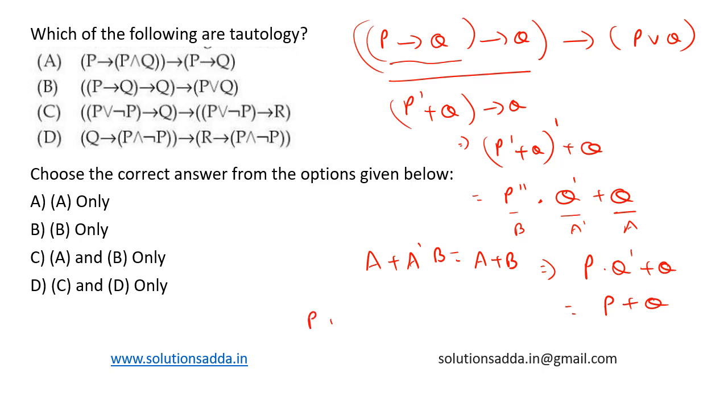So the LHS, P or Q, implies the RHS, which is also P or Q. The same rule that we applied for making a tautology is applicable here also. So both A and B are correct. So from the options, option C, A and B only, is the correct answer here.